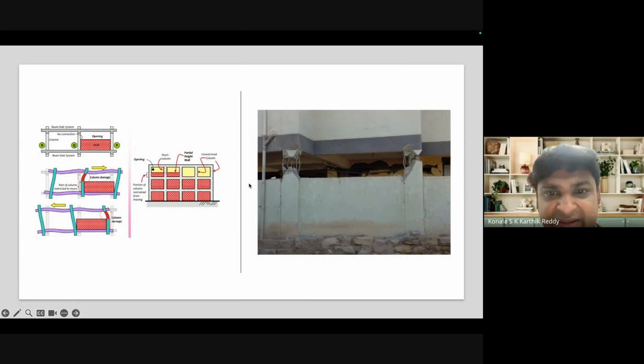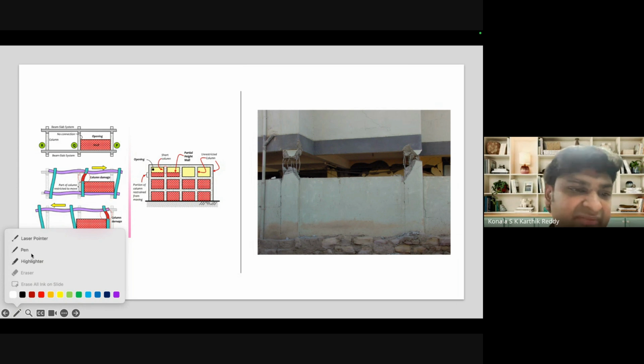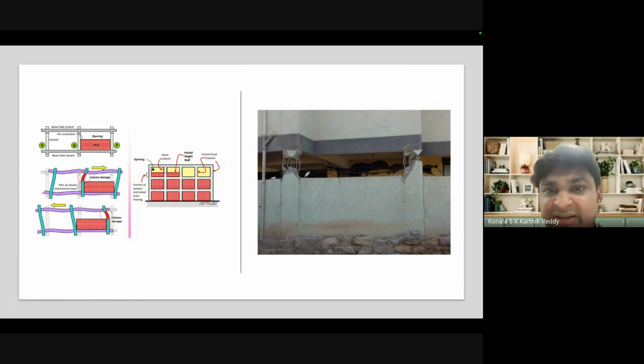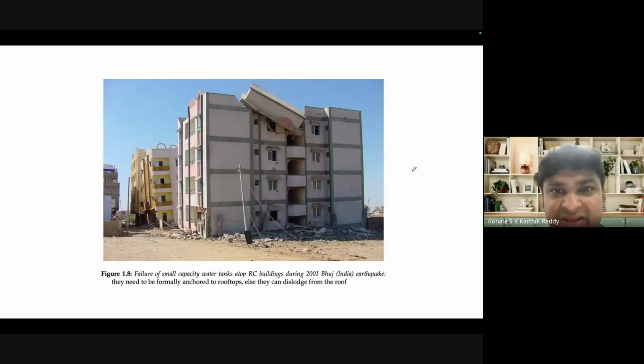So yes, sometimes we have this sort of damage also. You can see over here, they did not take the stiffness of the infill wall into consideration, and that's why the stress transfer is slightly different. So you have this sort of damage. And see this particular water tank. This water tank, when you are designing, should be treated as a non-structural element. Has this been treated as a structural element?